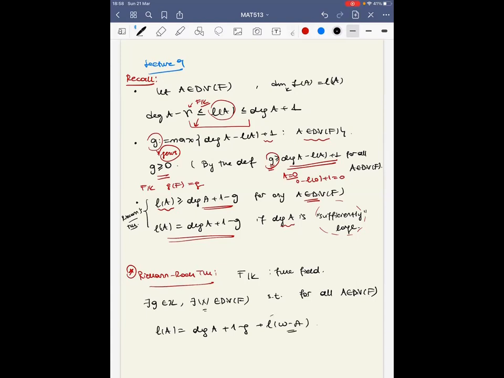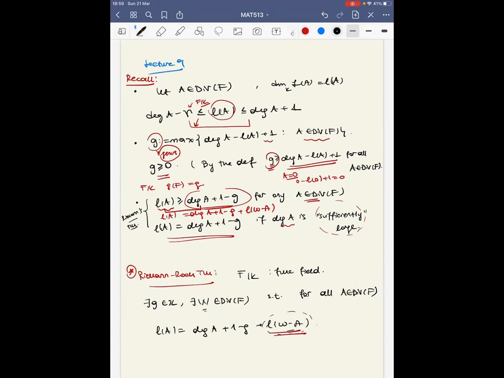In this case, we can view the dimension of the divisor W minus A as the difference, because for any divisor, L of A is bigger than or equal to degree A plus 1 minus G, so that means we need an additional term here, and this L of W minus A will be the desired additional term.